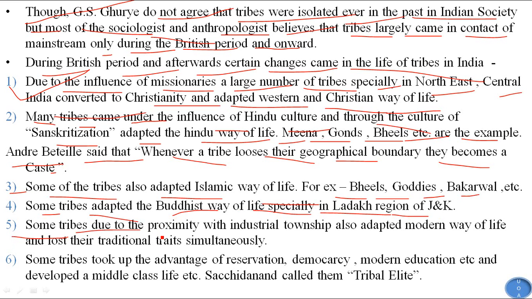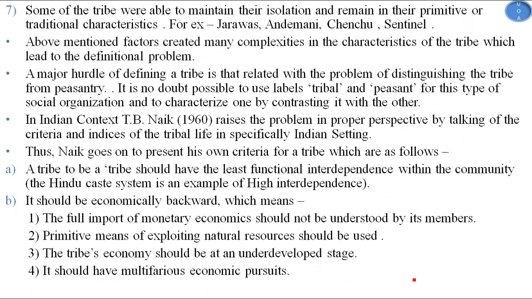Then some tribes, due to proximity with industrial townships, also adopted the modern way of life and lost their traditional traits. Simultaneously, some tribes took advantage of reservation and democracy, modern education etc. and developed a middle class life. Sachchidananda called them the tribal elite. Then there are some tribes who were able to maintain their isolation and remain in their primitive or traditional characteristics. For example, Jarawas, Andamanese, Onge and Sentinelese.